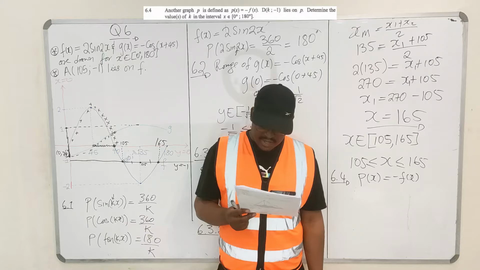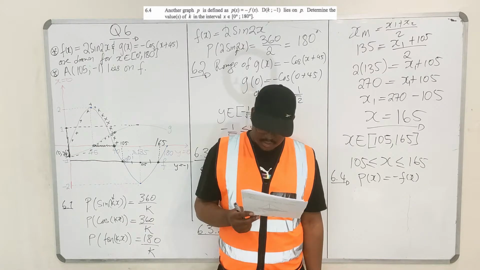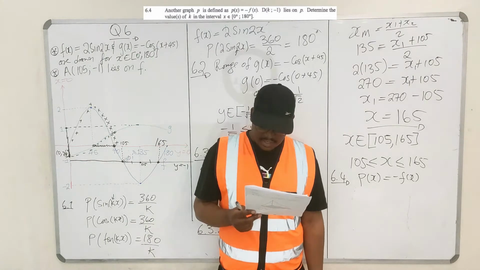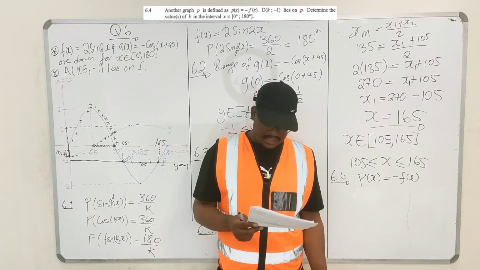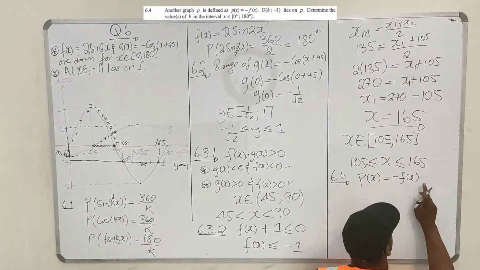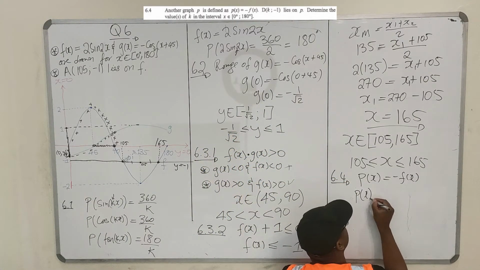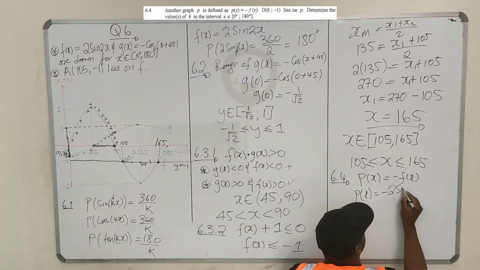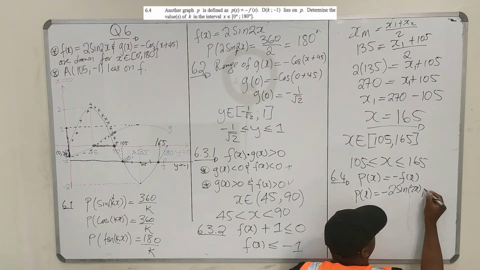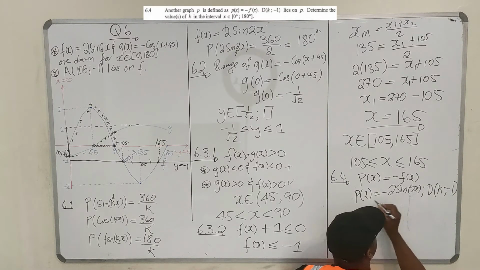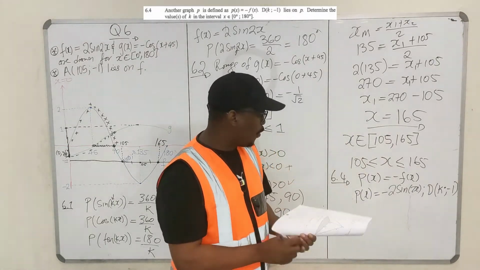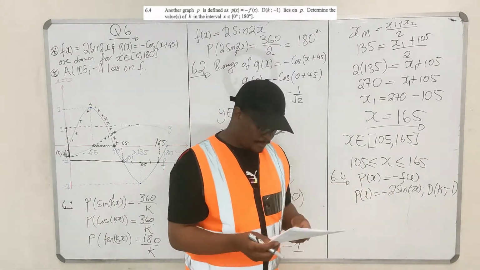They're saying D lies on P, right? Determine the values of k, which is the x coordinate of D, in the interval from 0 to 180 degrees. So you're given a function defined by this. So P of x is equal to negative 2 sine 2x, right? And you're told that this point lies on your function P. This point D lies on the function P. No problem.